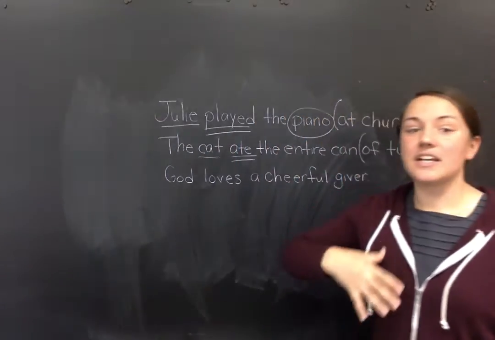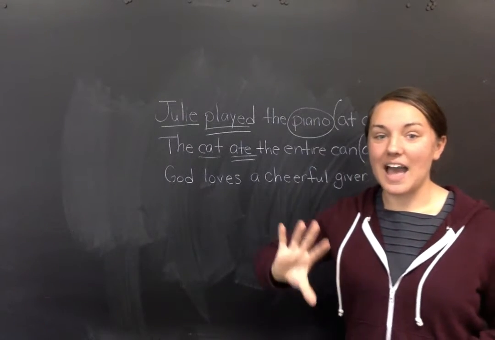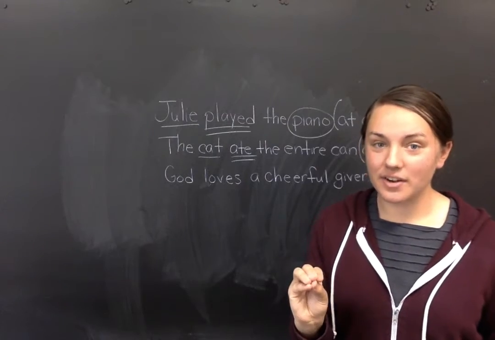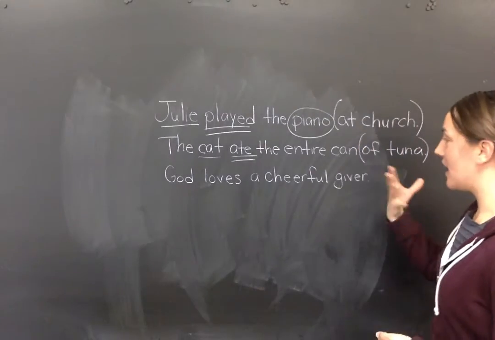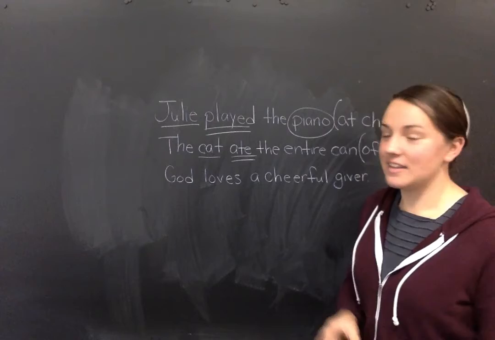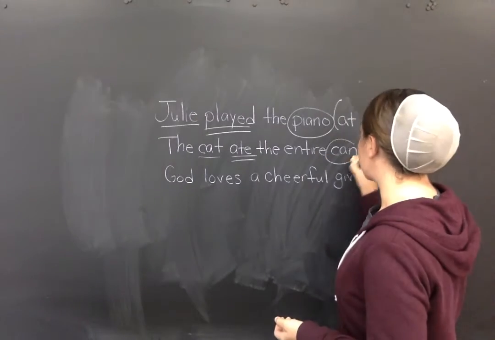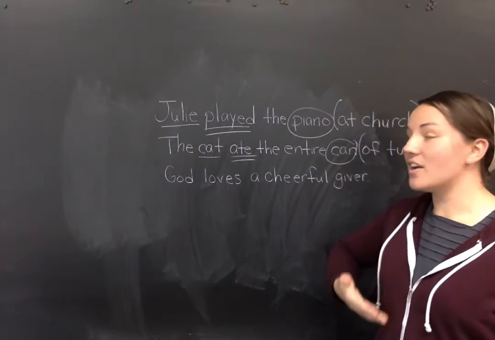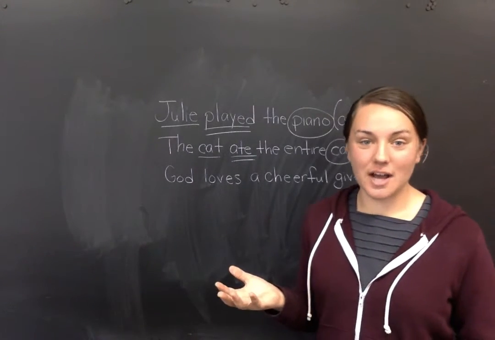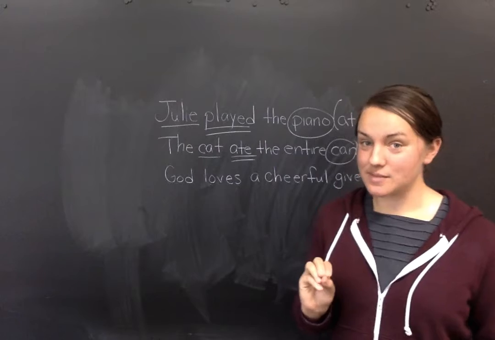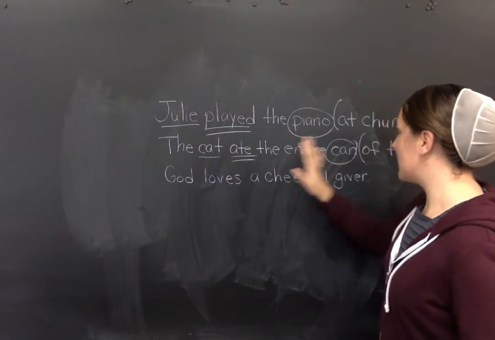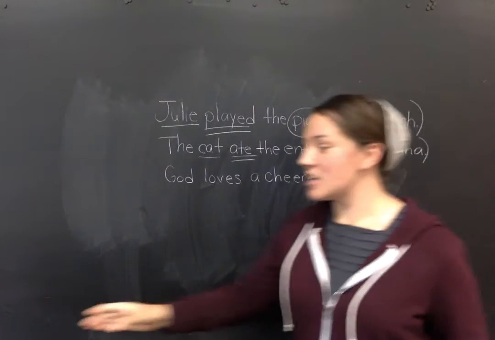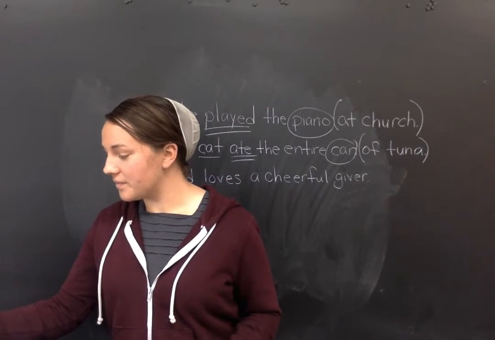Cat ate. So now we need to ask, cat ate who or what? And that is going to be our direct object. The cat ate the can, right? The entire can. Now let's read our subject, verb, and direct object together. If it sounds correct, it's probably right. The cat ate the entire can. Does that sound correct? Yes. So that is the right thing.